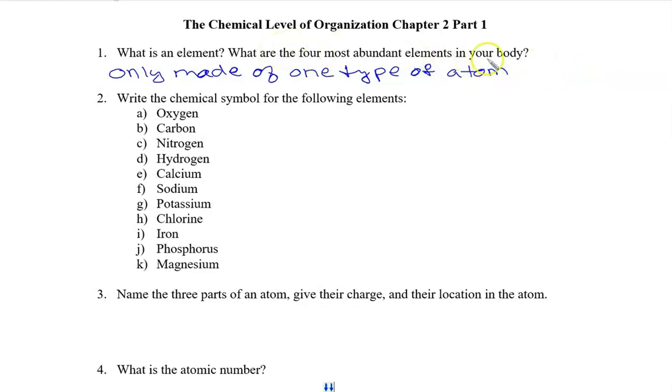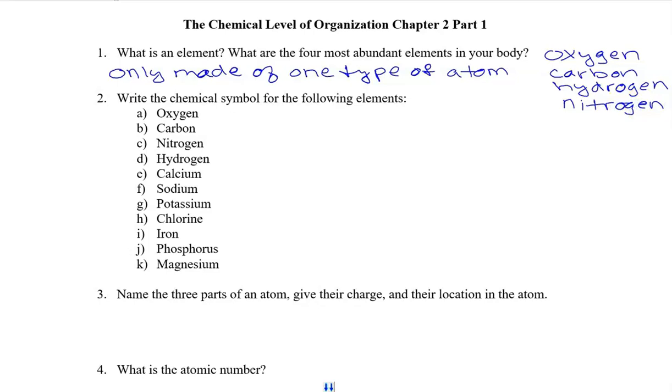As for the most abundant types, the most abundant element you have is oxygen, and then carbon, and then hydrogen. You have a lot of water in your body, and a lot of carbon things going on. And then the fourth one is nitrogen. Okay, so oxygen, carbon, hydrogen, and nitrogen.